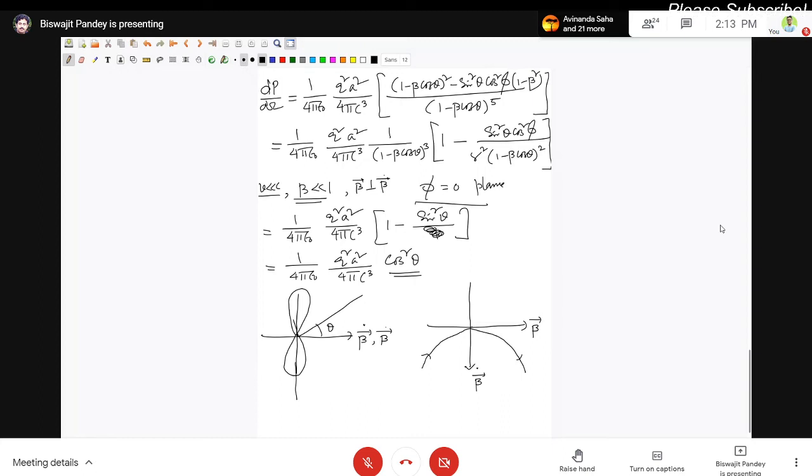So velocity is tangential, acceleration is towards the center, beta dot, right? Now you look at this expression. This is in the case of non-relativistic motion, when beta is much less than 1. Both this is when they're collinear, this is when they're orthogonal. So both are non-relativistic, beta is much less than 1.